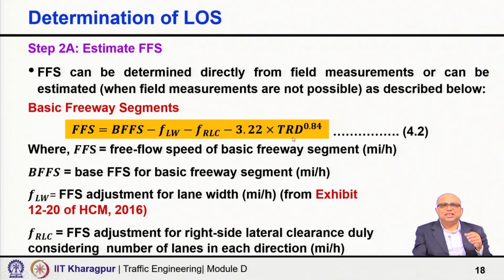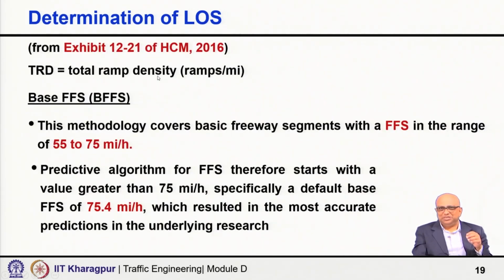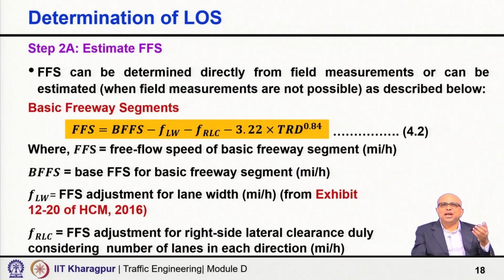The next one is TRD. TRD is what? Total ramp density. Since it is an access controlled facility, we are talking about freeway segments, so ramps will be there. So, how many ramps on average in the segment? How many ramps on an average per mile? So, once you know that, then these values can be taken from the table. It is based on the available lane width and the available RLC, that means right side lateral clearance, and also based on the number of lanes you can get this, and once you know the TRD value, how many ramps are there per mile, you can get it.